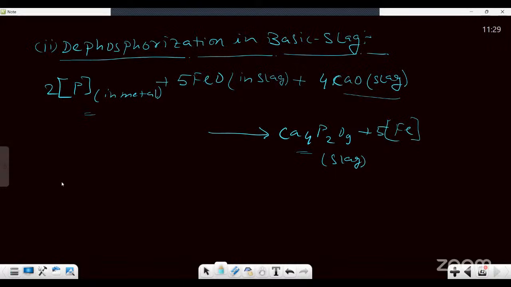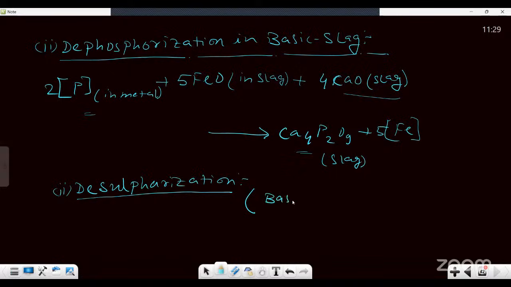Now, we should talk about desulfurization. Dephosphorization and desulfurization, these two are very important. So for the desulfurization, what is the condition required? The condition required is basic and reducing condition. So always remember, a direct question comes: what is the condition that is required for desulfurization? One is you need basic condition, and another is you need reducing condition.